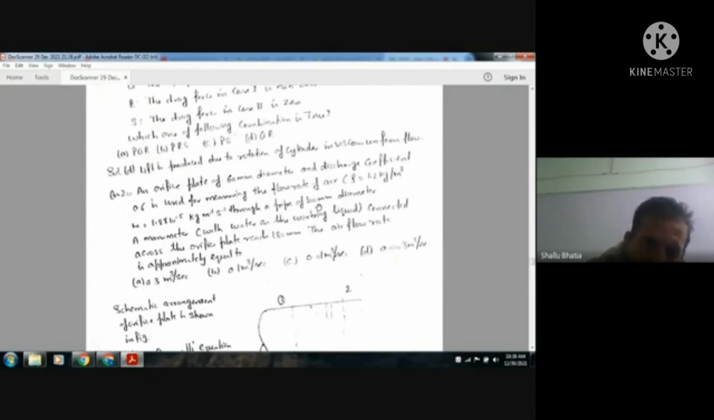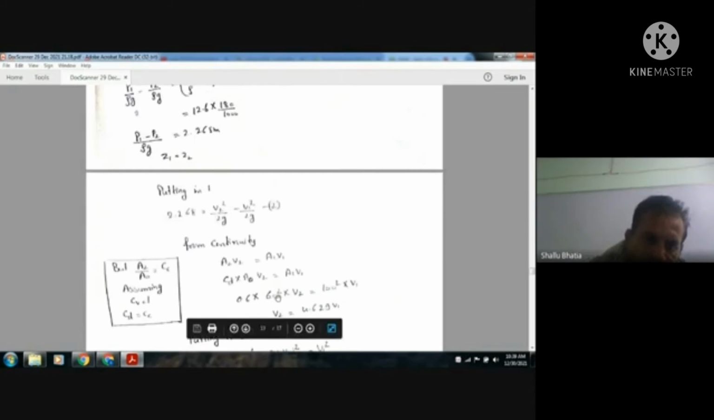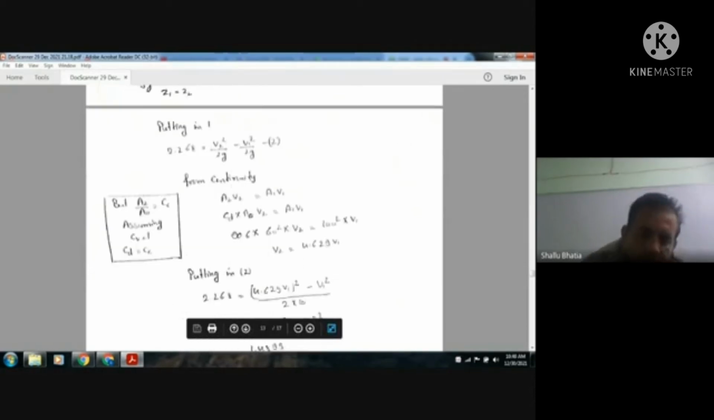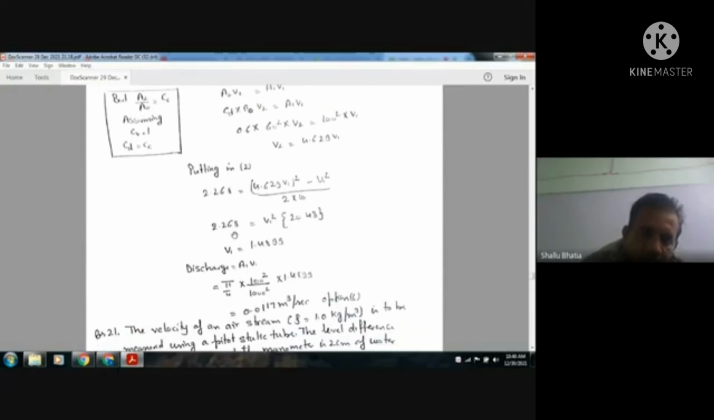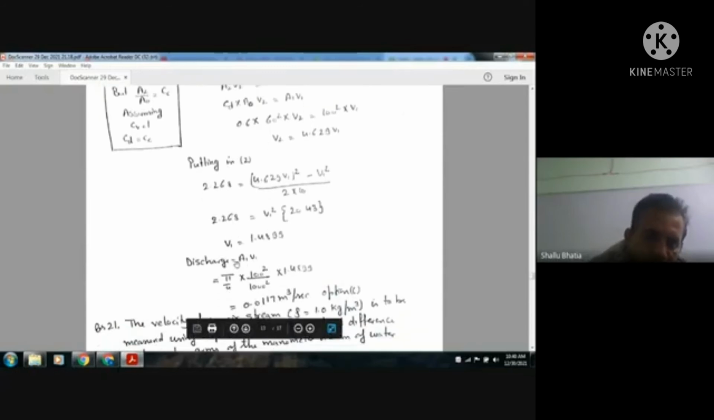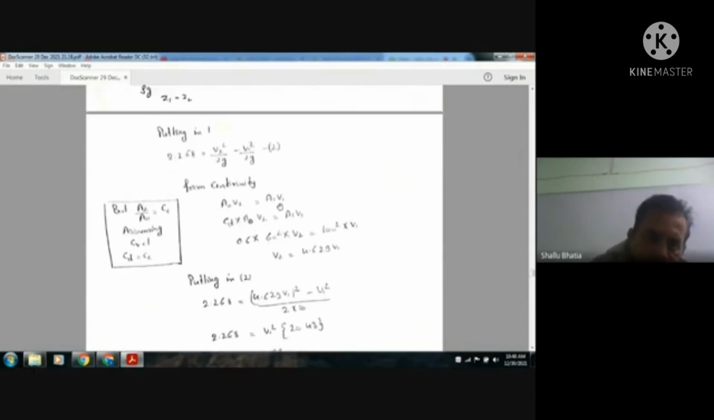A naught is given as 100 mm square, and the plate diameter is 60 mm, so it is 60 square. This is 0.6 V2. So we can get the ratio of these two, and we have the difference of these two. From these two equations, we can solve for V1 and V2. As V1 is required to calculate the discharge, V1 is 1.4899. So A1 V1 is the discharge.